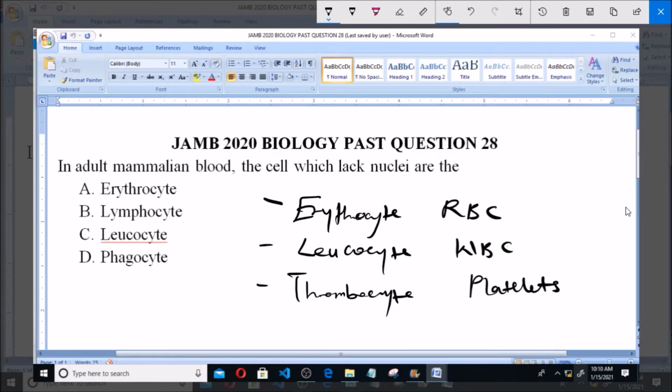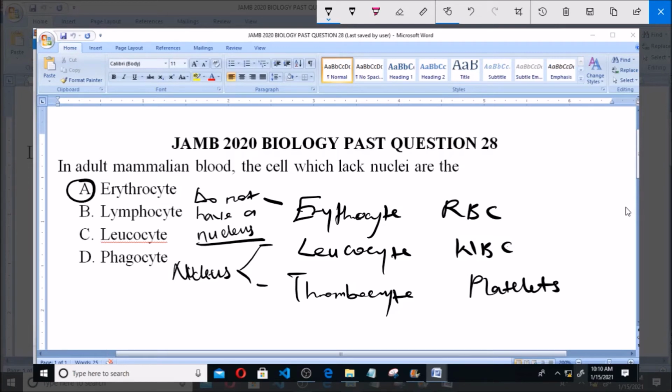Now the leukocytes and the thrombocytes have a nucleus, but the red blood cell, which is the erythrocyte, does not have a nucleus. Red blood cells do not have a nucleus, and so red blood cell is the answer to this question.